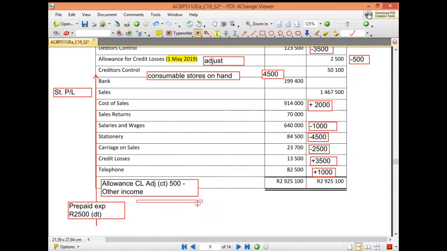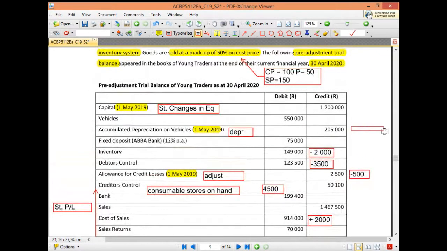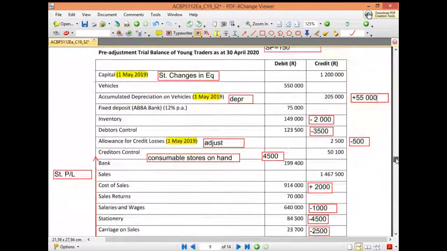I'm just going to add here the depreciation amount as well. Depreciation would be a debit balance of 55,000. And we would have added the 55,000 here at the top. Just so that you can see where it goes.